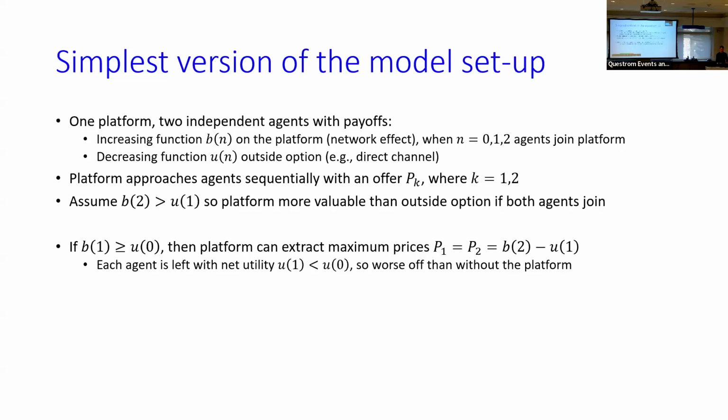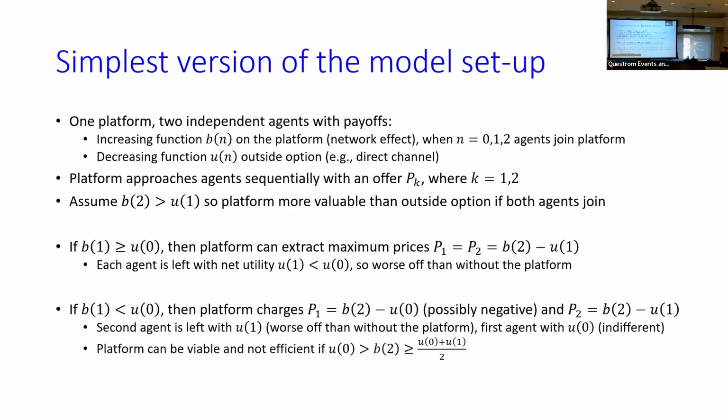And not surprisingly, perhaps, each agent is left with actually less, so U of 1, which is less than U of 0, and that'll be the payoff if the two agents could talk and say, hey, let's just not accept whatever the platform offers, just refuse it. So let's stay outside the platform.